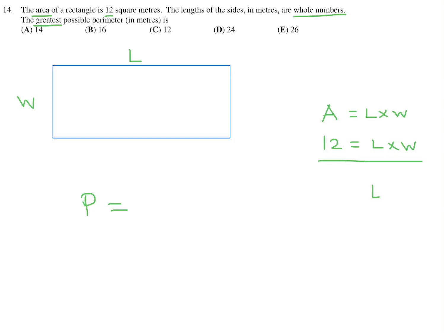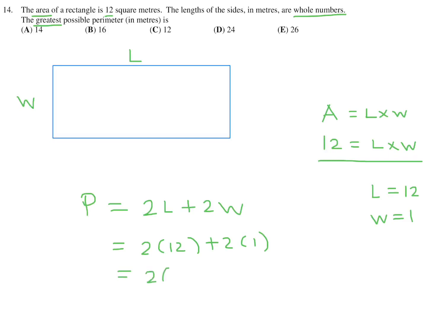Well, the largest L could be is 12. And if that's the case, W has to be 1. So this would work for the area, but what would the perimeter be? Perimeter, of course, is 2L plus 2W. So this would be 2 times 12 plus 2 times 1, which is going to be 26. Now, if you use any other combination of L and W, the perimeter is always going to be less than 26. So the answer to number 14 is E.